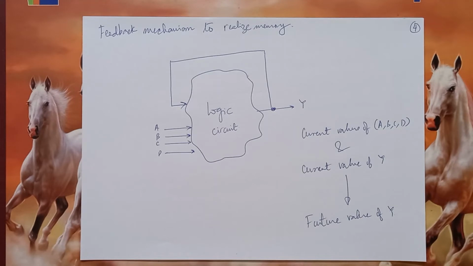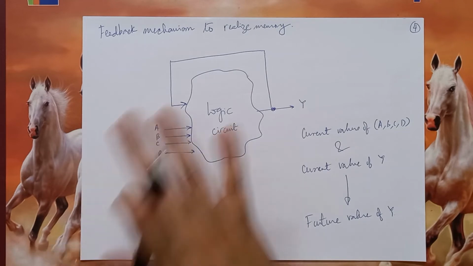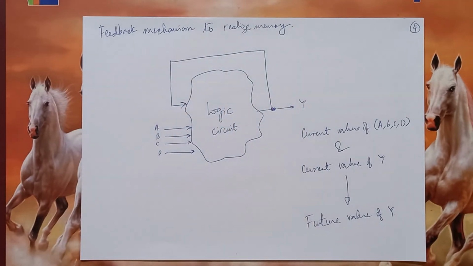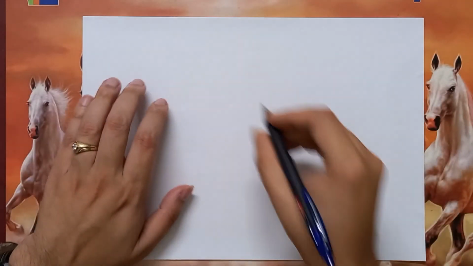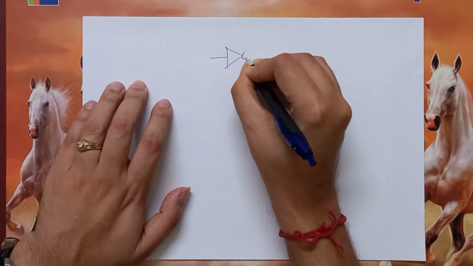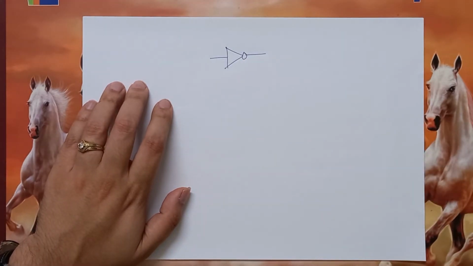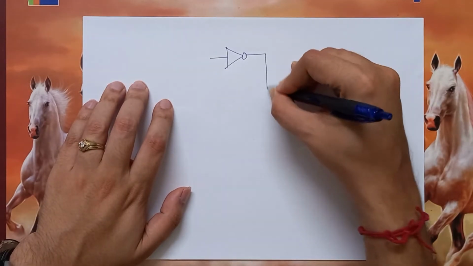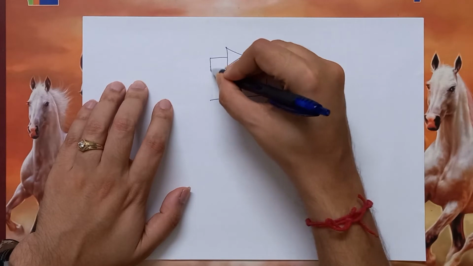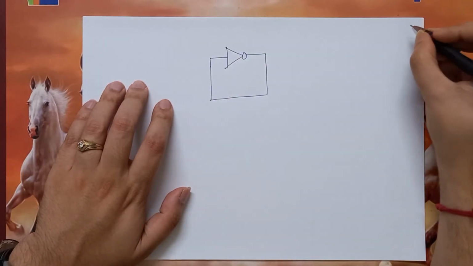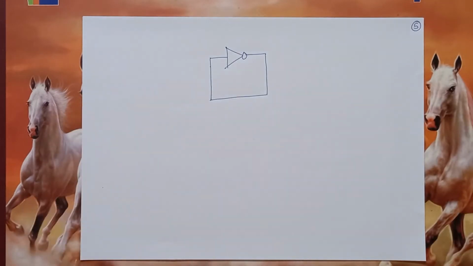So now let us see how we can realize something as simple as a feedback, or something that looks rather simple but actually is not. How we can realize this using the gates that we already know? So therefore, let's suppose I start with something very simple. I have a NOT gate. Now let me just play around and take its output and connect it back to its input.